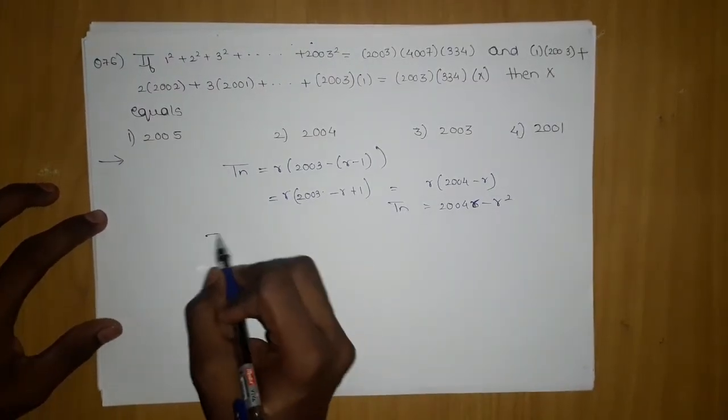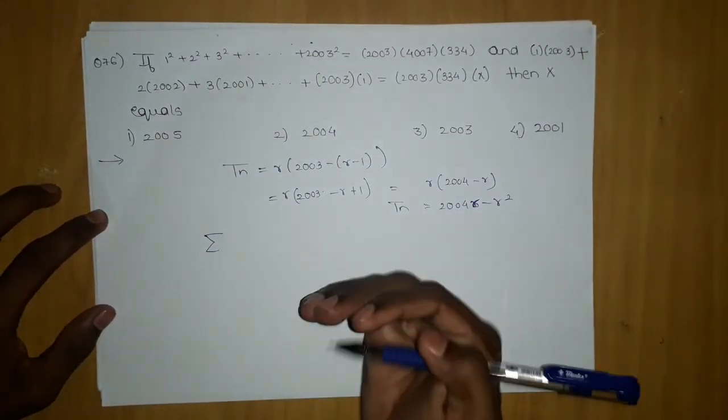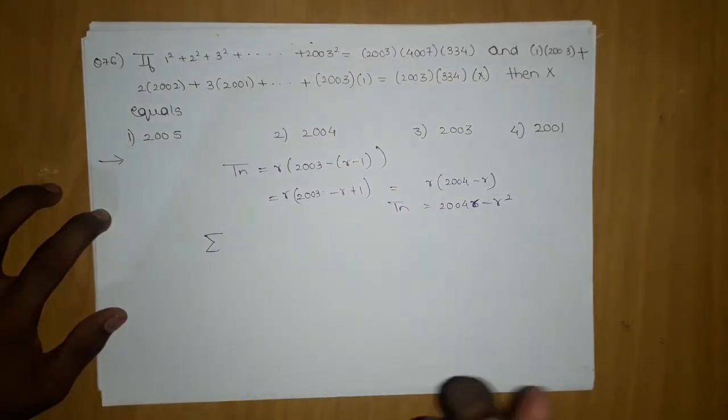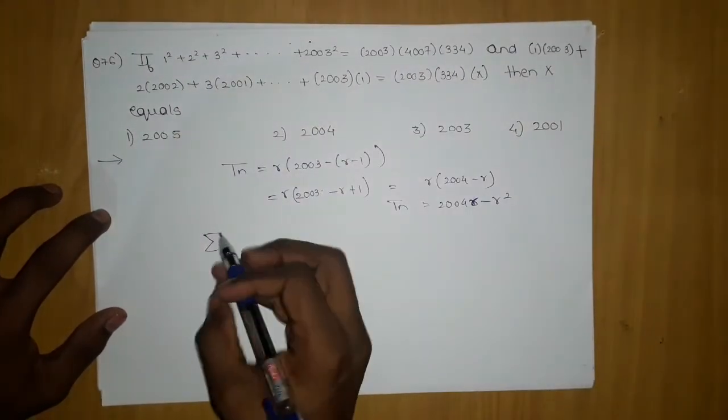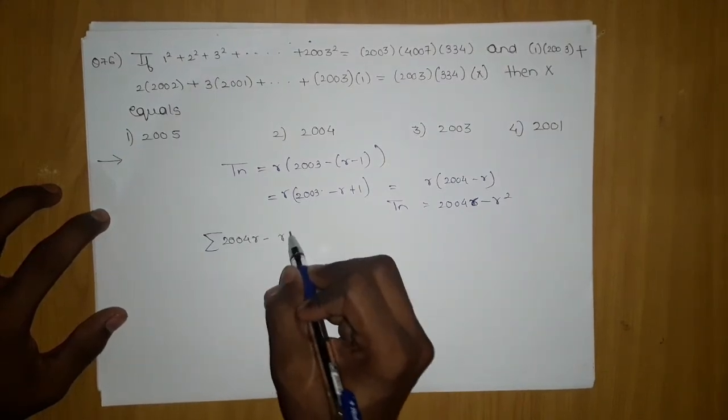For the sum I have to apply summation. What was the purpose of giving this? It will appear at some step, because we cannot do anything with it. The answer is already given, 2004 r minus r square.